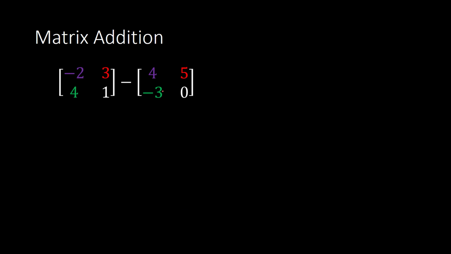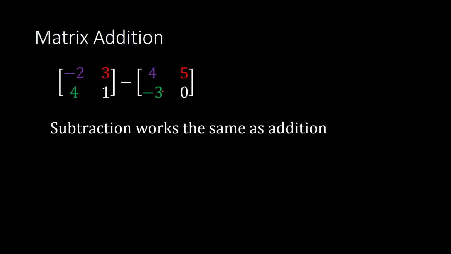Also, subtraction works the same way, where you subtract the corresponding parts. So negative 2 minus 4 would give you a negative 6, 3 minus 5 would be negative 2, 4 minus a negative 3 would be 7, and 1 minus 0 would be 1, sorry.